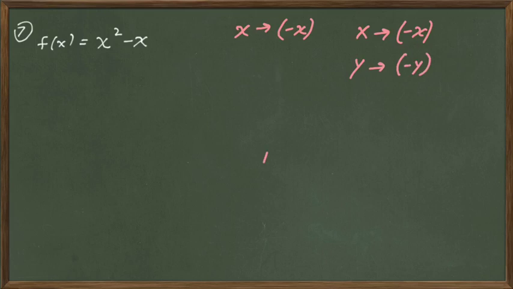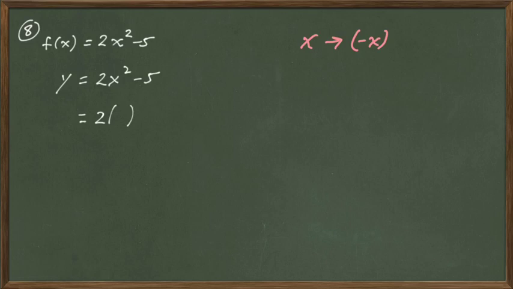Now we want to know even, odd, neither. This one is neither because none of them work. If I replace x with negative x, it won't be the same. If I replace x with negative x and y with negative y, it also won't be the same equation. So this one is neither, but we'll go through it if I get time at the end.